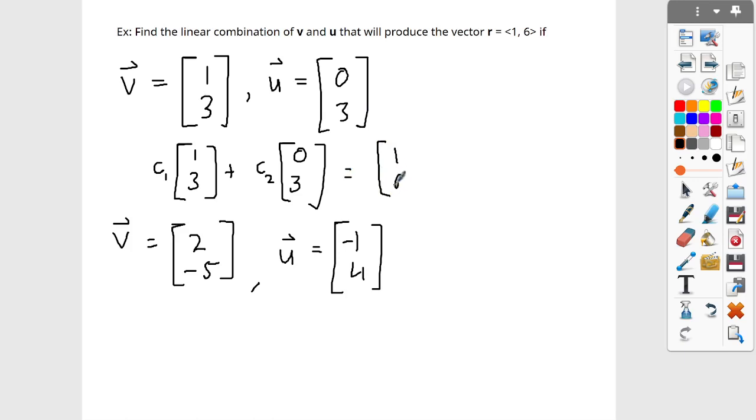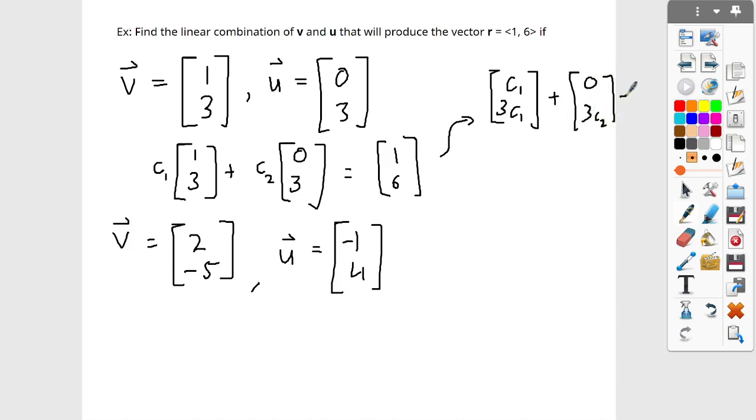Now you can actually just notice by inspection what the correct answer will be. But I'm not going to do that. I'm not going to make you notice. I'm going to actually solve this out for real. So what can you do? You can multiply scalars into vectors. So how would that work? c1 times 1, c1 times 3. It's like a distributive property, sort of. So what you'd get is (c1, 3c1) plus (0, 3c2) is (1, 6).